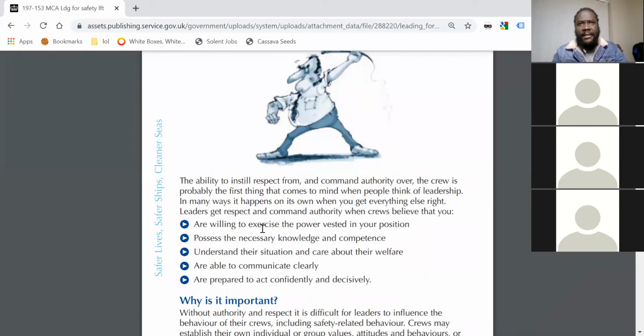So yes, as a master or as the OOW on board, you have your power vested in you. Remember, it is your watch. Even the presence of the master doesn't change the fact that it is your watch.